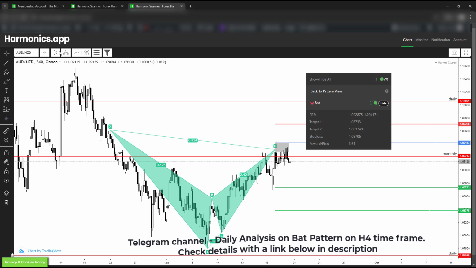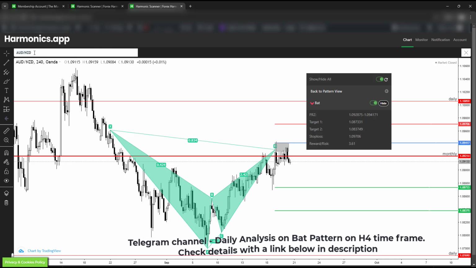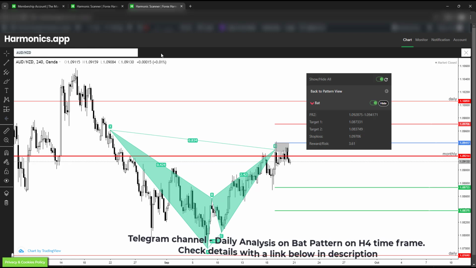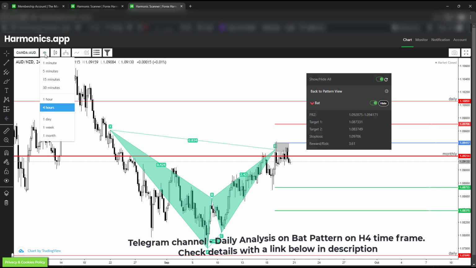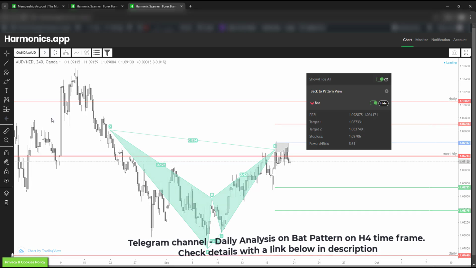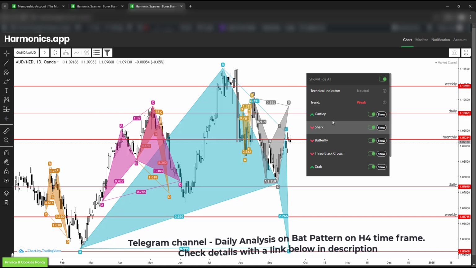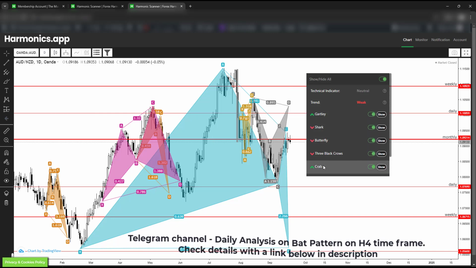Then you have here small options, you can also pick another symbol if you would like to have it on the chart. Then you have a way to change the time frame. So if you change the time frame, for example, to the daily, you immediately get from the scanner all the patterns that are being formed on this time frame.